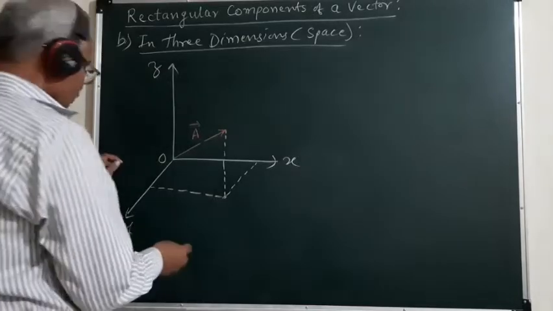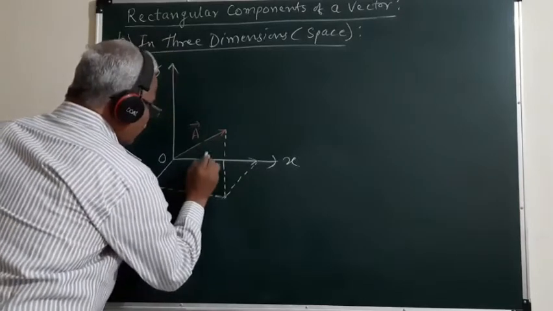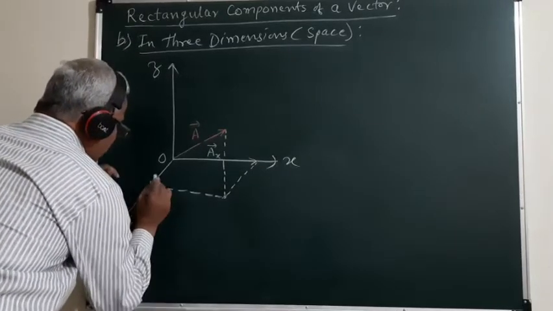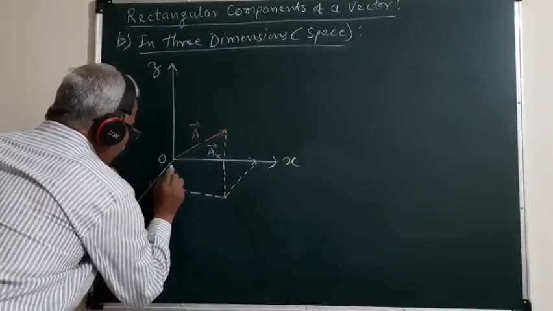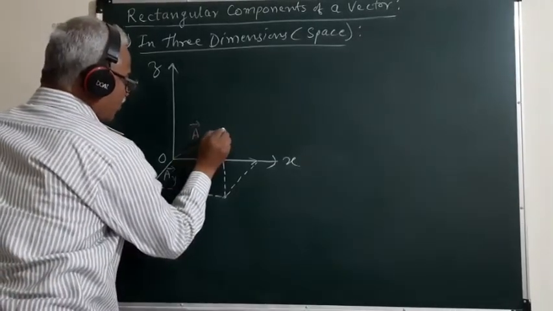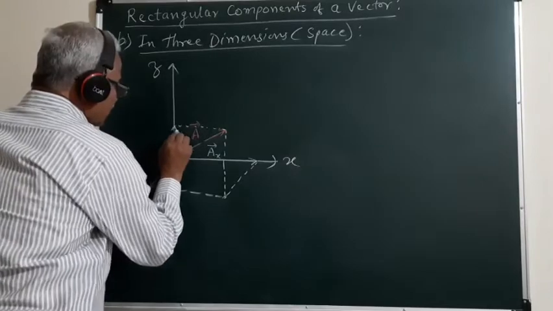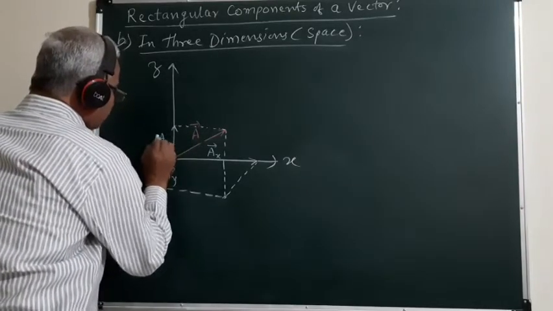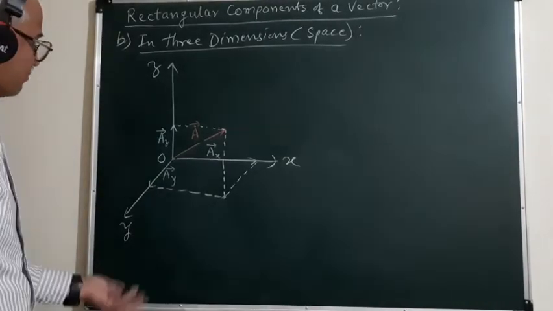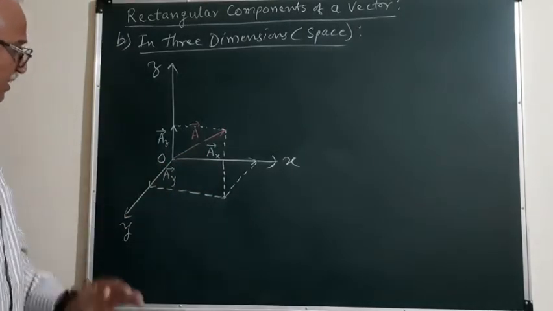like this. So this side will give us the x component of vector A bar. This side will give us the y component of vector A bar, and if we draw the projection from the end point of A bar on z axis, this side will give us the z component of vector A bar. So the vector A bar here is expressed in terms of its rectangular components ax bar, ay bar and az bar.